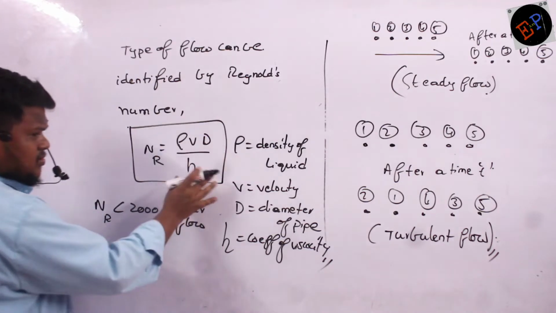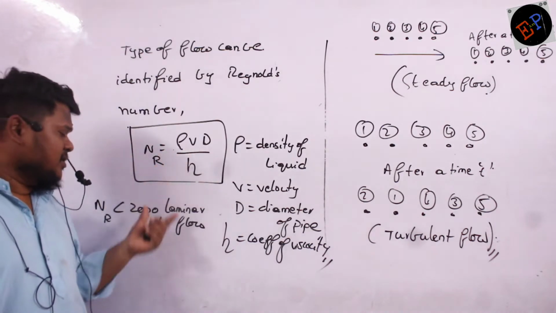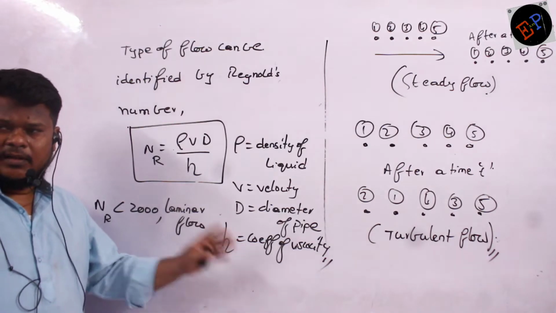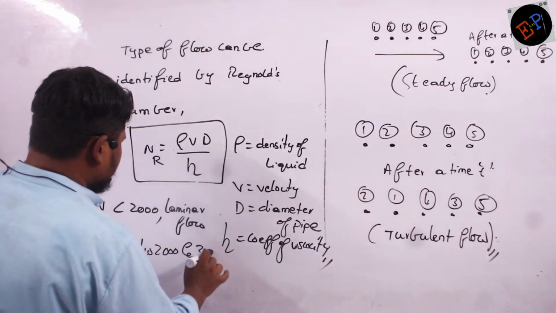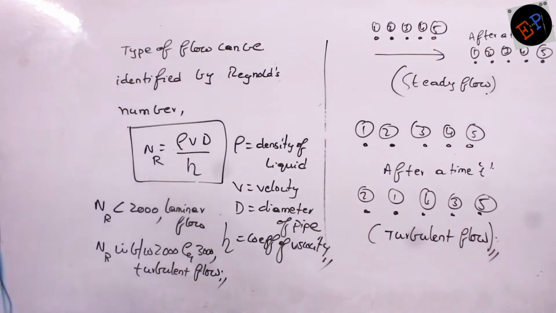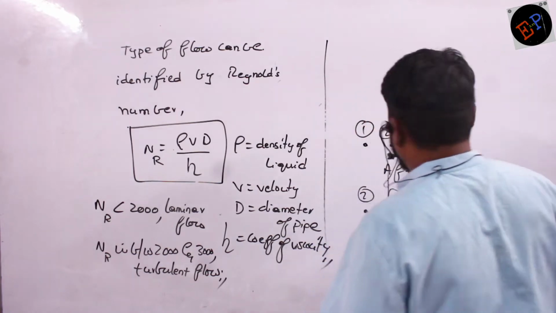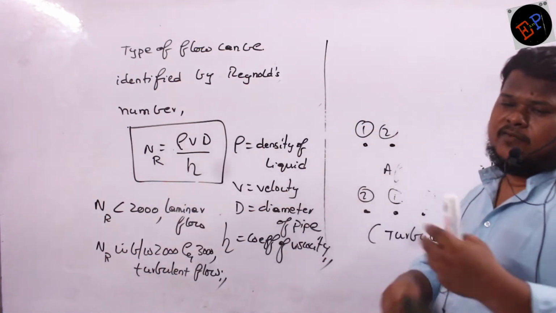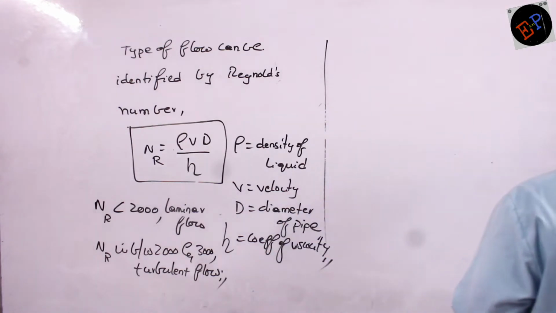If I do this total calculation, density of liquid, velocity of liquid, diameter of pipe divided by the eta value, and if I get an NR value less than 2000, then such a type of flow I can call a laminar flow. And if the NR value is between 2000 and 3000, then you can call it a turbulent flow. Not a very important concept, but you should remember this one. Just by looking at the value of NR, we can identify whether the flow is a steady flow or unsteady flow. You should have seen in pipes, if water is flowing very smoothly, you can call it a steady flow. If water is continuously mixing with each other, then it is called turbulent flow. That's it.